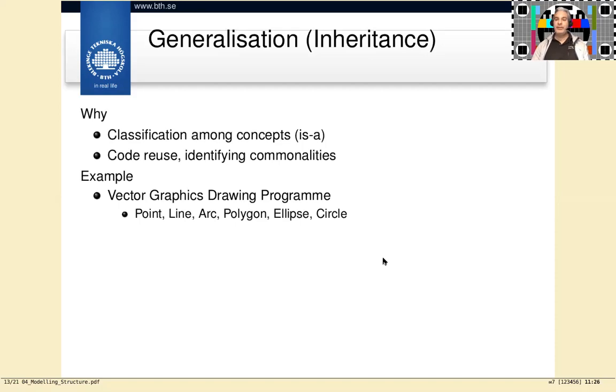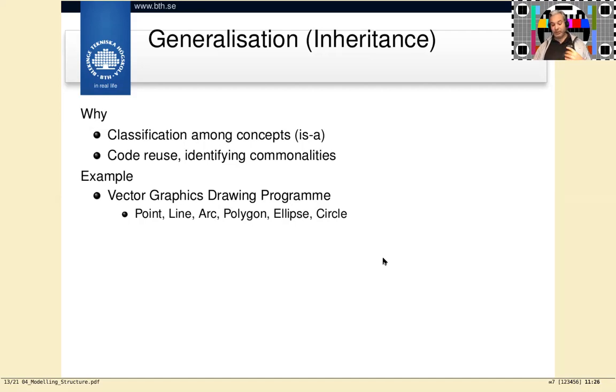Inheritance, you saw the notation for it, the big triangle pointing towards the parent of the inheritance relationship. We do these in order to classify that there is a relationship of one concept being more specific and the other one being more generic. So it's an is-a relationship.